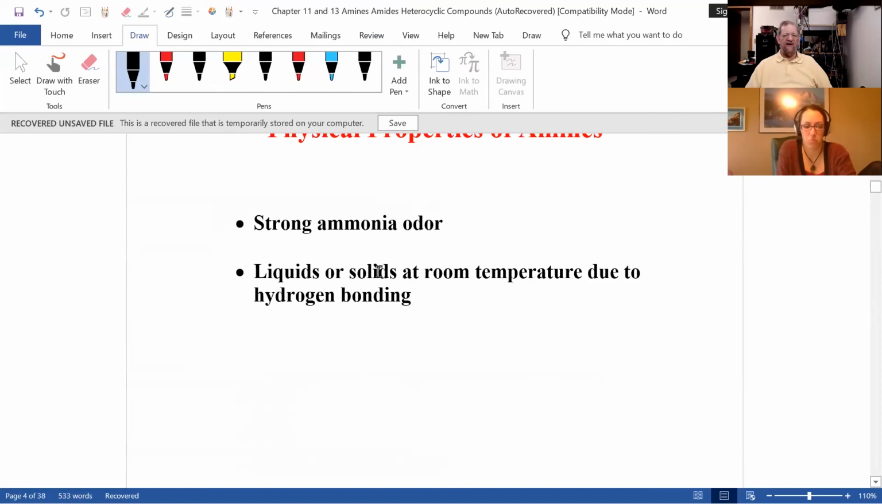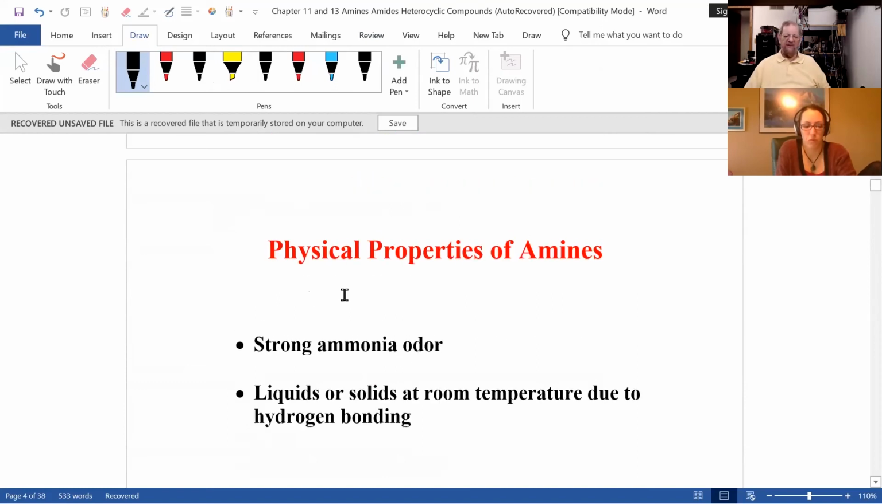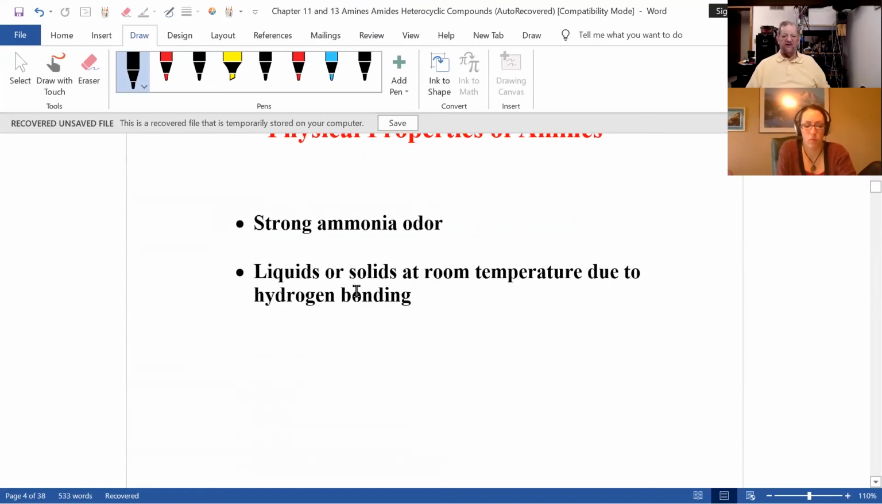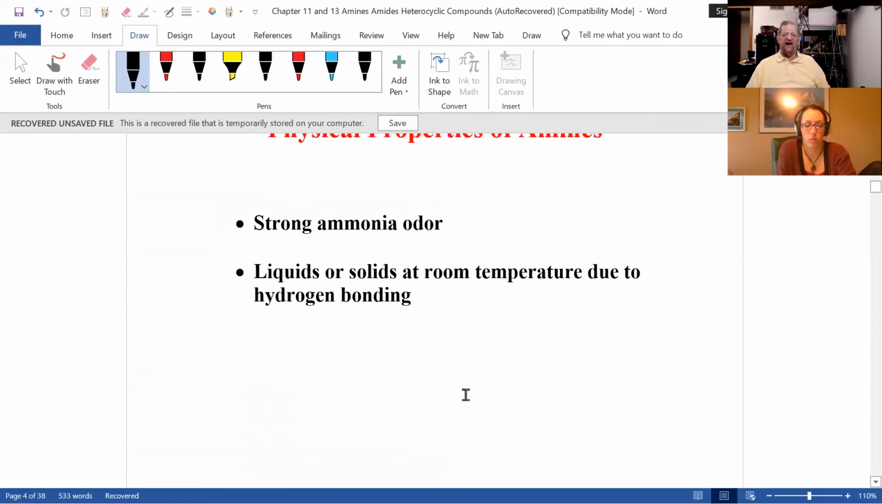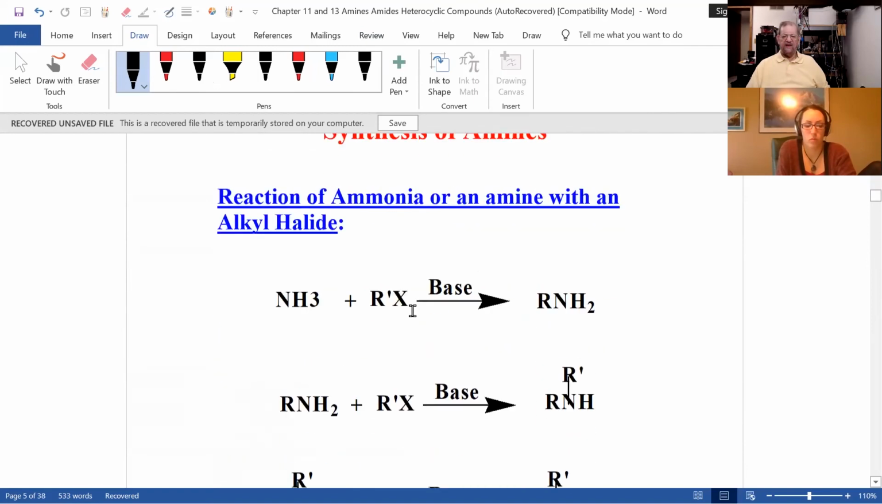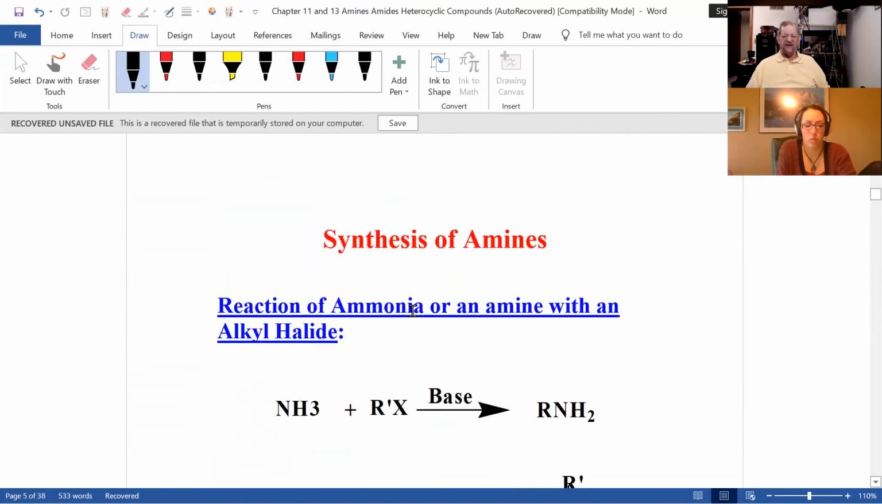Now, switches off. When we talk about amines, the smaller amines have a strong ammonia odor, and they're liquids and solids because a nitrogen with a hydrogen on it can hydrogen bond. And therefore, your larger amines are liquids and solids at room temperature. Now, how do you make an amine?